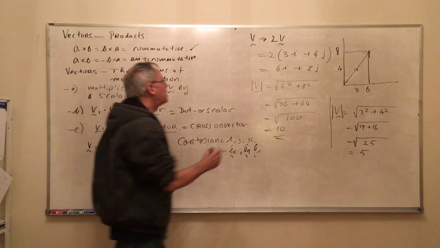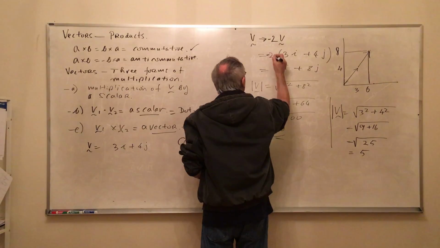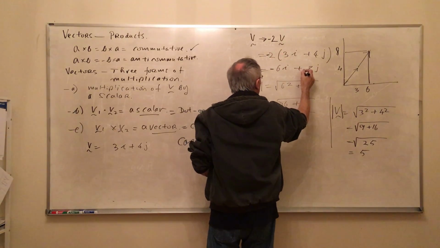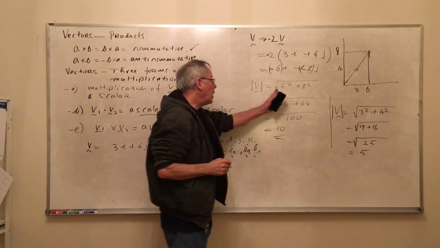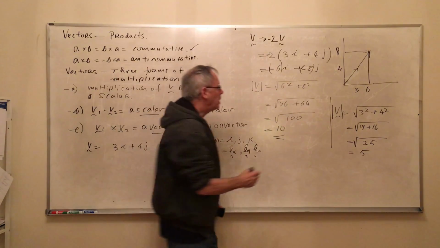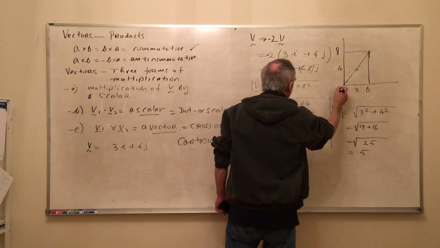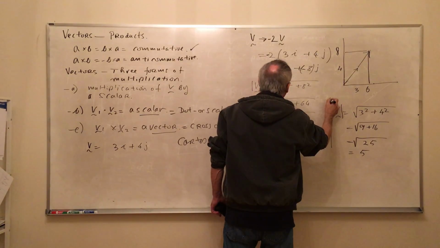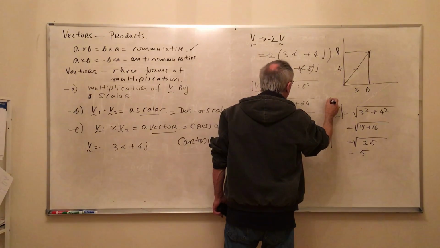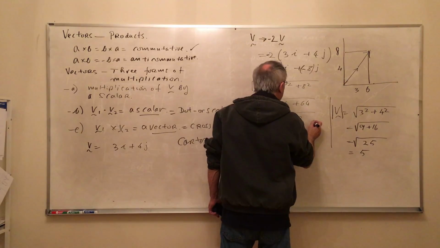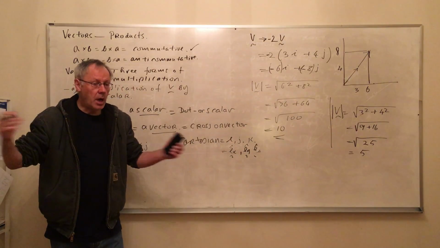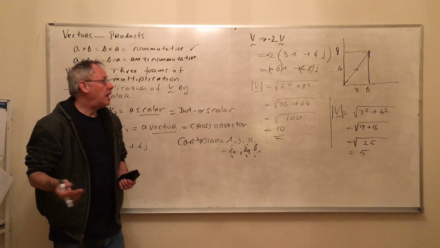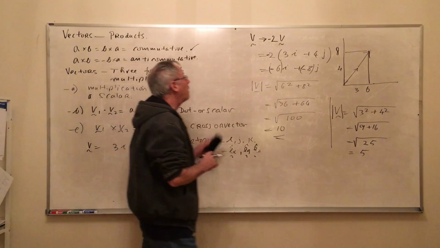Now suppose that we were multiplying by negative 2. It's going to have the same length as before, but it's going to be going down this way, because it's going to be negative 3, negative 4, and then negative 6, negative 8. In this quadrant, it's just going to be in the opposite direction. So that's multiplying a vector by a scalar.